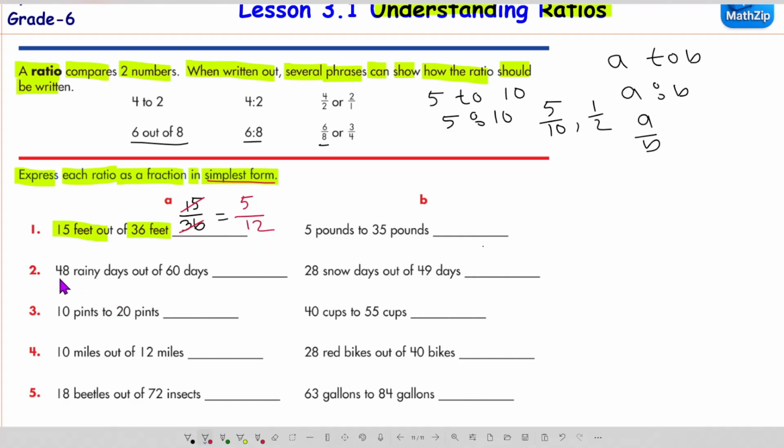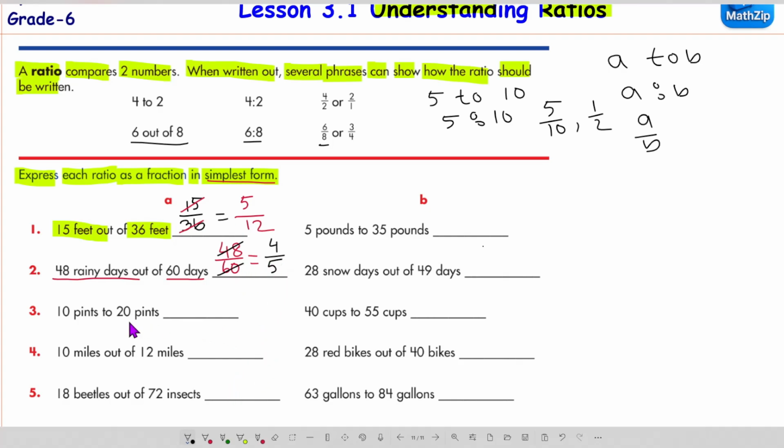Next, 48 rainy days out of 60 days. So out of is also a form of ratio. So this one is 48 by 60, and we can divide by 12. 48 divided by 12 is 4, and 60 divided by 12 is 5.